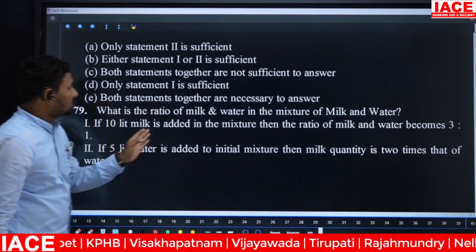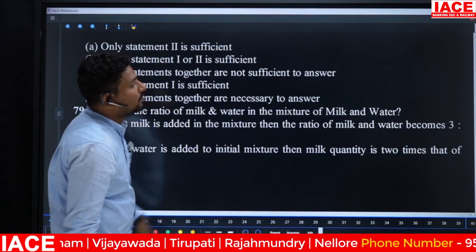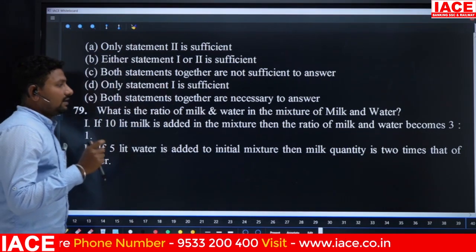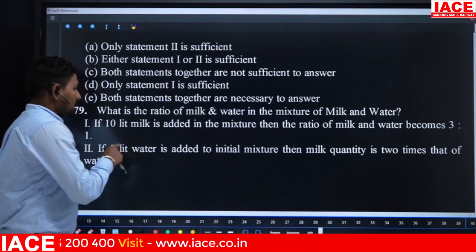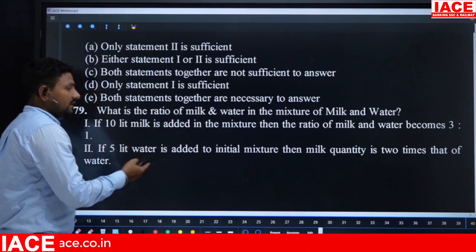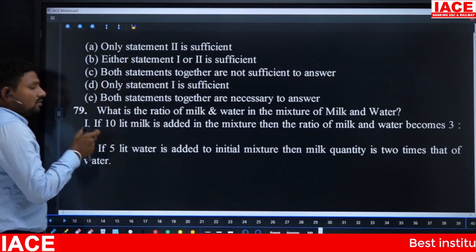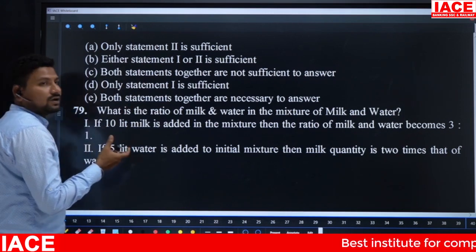If 10 liters of milk is added to the mixture, then the ratio of milk and water becomes 3:1. We don't know the perfect mixture value, but extra we are adding x plus 10 liters. Then after the x plus 10, we can write the ratio is 3:1. So without knowing more than one equation, we can't get the answer.